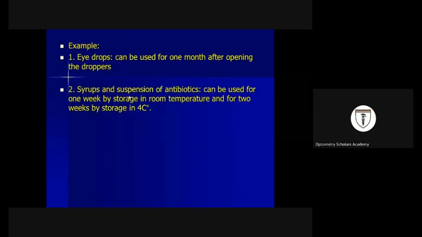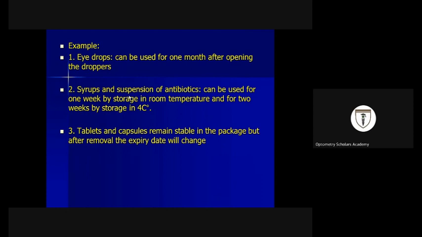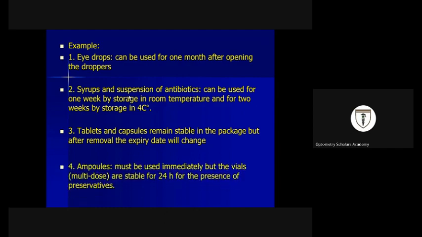So for example, eye drops can be used for 1 month after opening the droppers. Syrups and suspensions of antibiotics can be used for 1 week by storage at room temperature, for 2 weeks by storage at 4 degrees Celsius. Tablets and capsules remain stable in the package, but after removal, the expiry dates will change. So when you remove a tablet from the package, the expiry date changes.